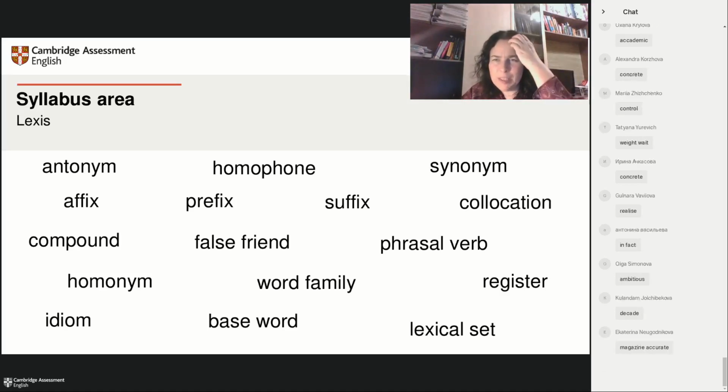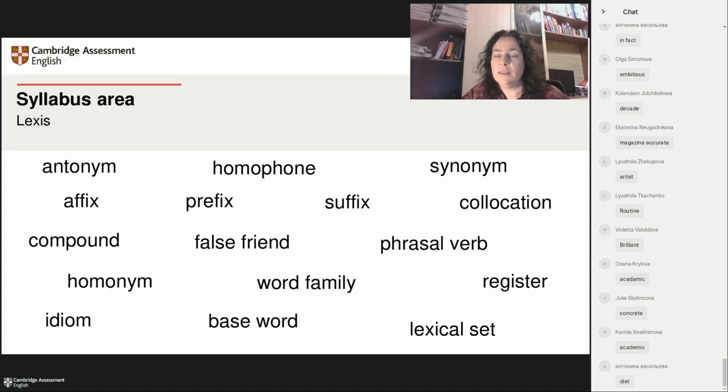Academic, do we spell it with double C? I'm not sure. Ambitious. Interesting. I think so, actually. I think you're right. Oh, concrete. Yes, for sure. Instead of saying specific, they often use this word. Great. Okay. So do we have any terms that you're not aware of?